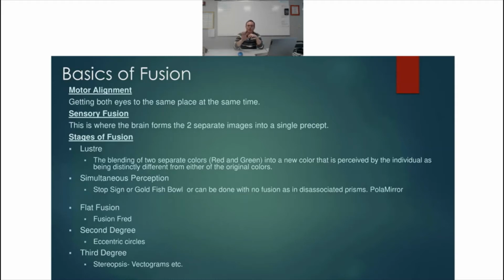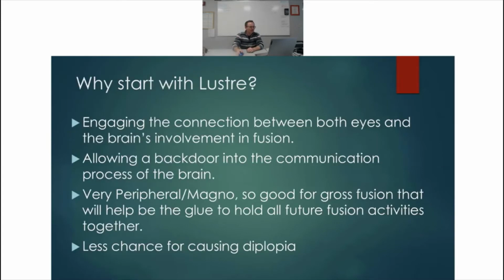Second degree fusion, you have kind of like your eccentric circles. They're going to give you a little bit more depth. They should be able to recognize a little bit more silo, a little bit easier. And then finally, we're going to have stage 3 or stereopsis fusion, vectograms, VTS4, lots of different things that are going on with that. Okay, but let's go back.